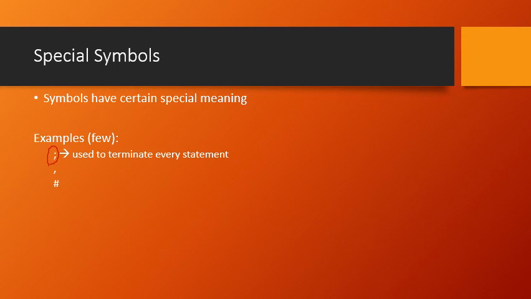So special symbols also have special meanings which have been defined by the C compiler. The difference between keywords and special symbols is that keywords have a group of characters, that is words, whereas symbols are a single letter or a single character.